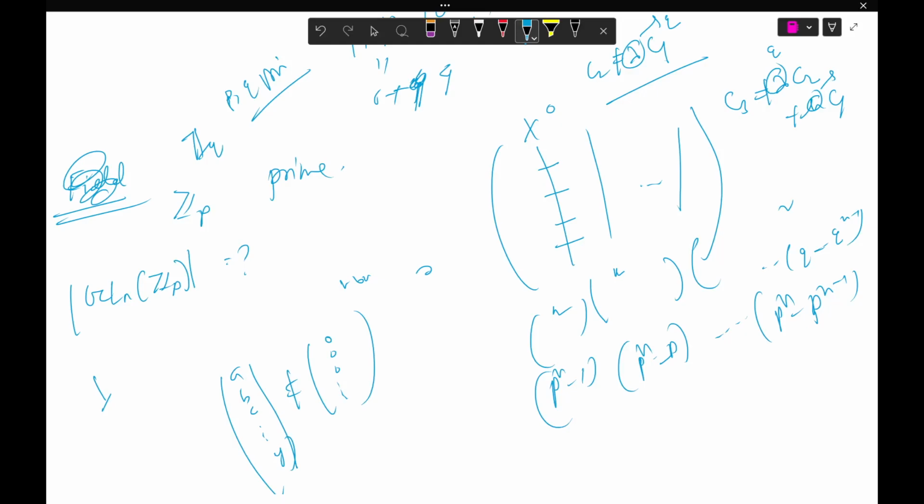Sir, can you explain the first term only? Yes, sure. The first column has n entries. So the first column can be chosen in p to the power n ways, but the first column can't be 0. So that's why p to the power n minus 1. In this way, we can choose the first column. Understand?